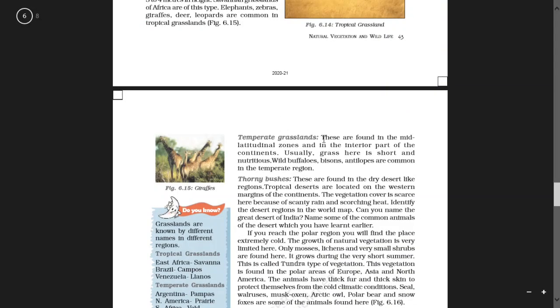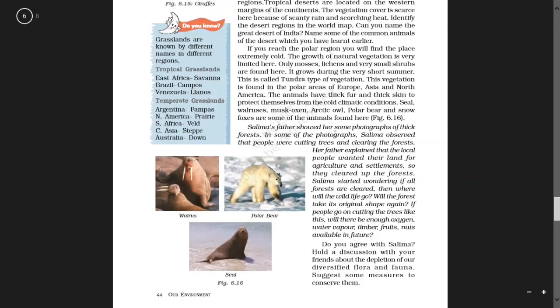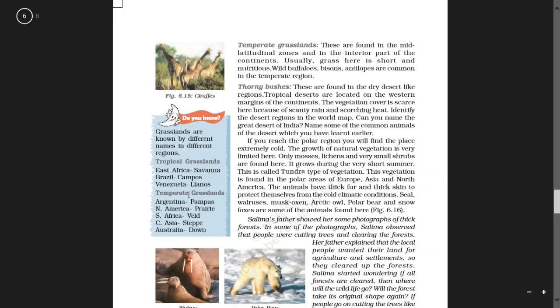Temperate grasslands. Boys, this is number 44, see the left margin. Tropical grasslands. Then what are grasslands? Grasslands are known by different names in different regions. This is tropical grasslands, and then temperate grasslands, where they are found. You just go through this.